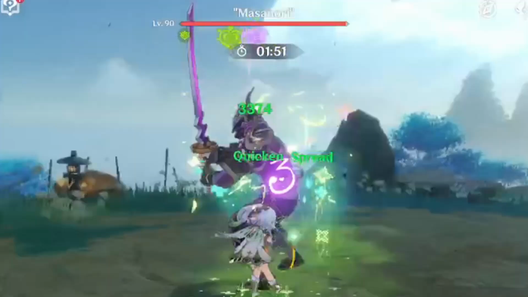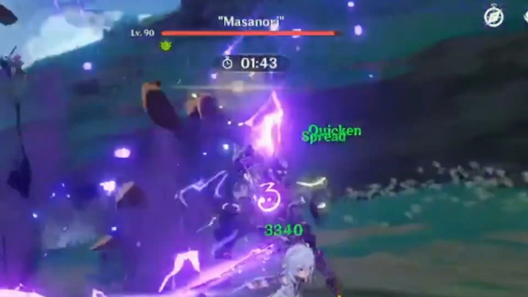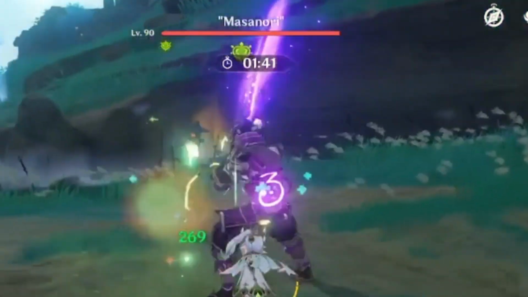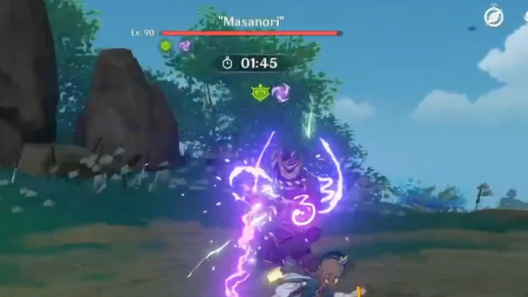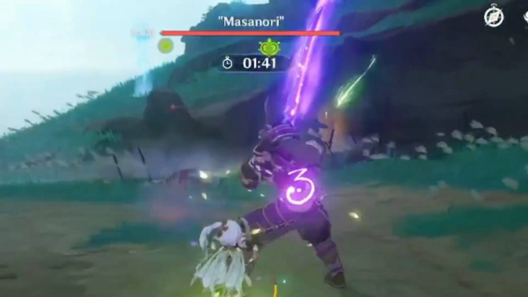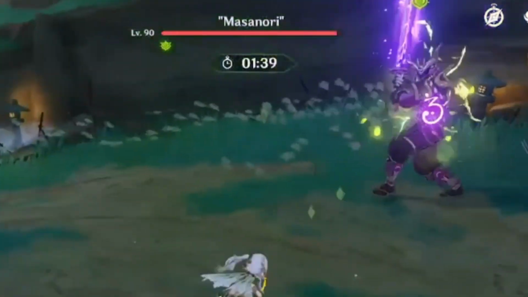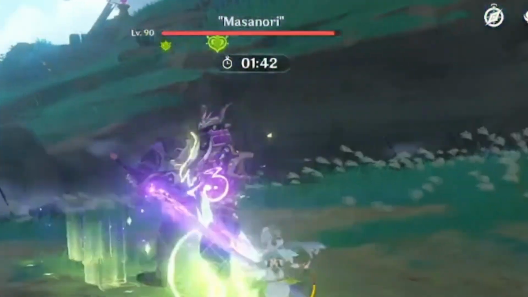When Dendro is applied to an enemy afflicted with Quicken, it will trigger Spread, increasing the base damage of the hit with a higher multiplier than that of Aggravate. If there is an underlying Electro aura, the Dendro application will consume the Electro to refresh Quicken. However, if there is no underlying Electro, you will still get Spread, but you will not get Quicken.